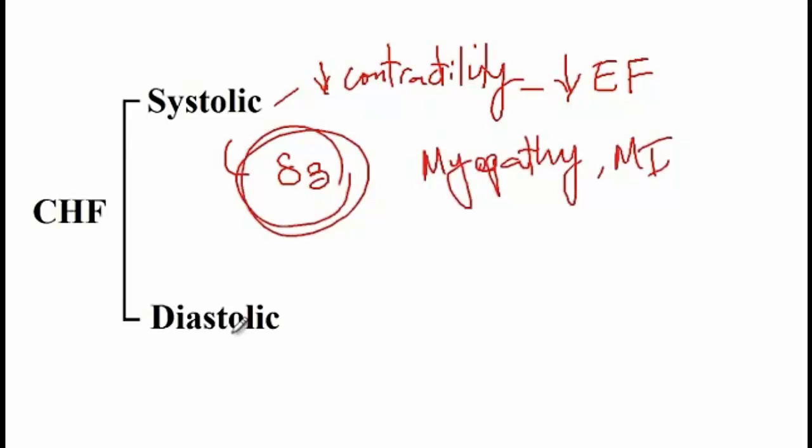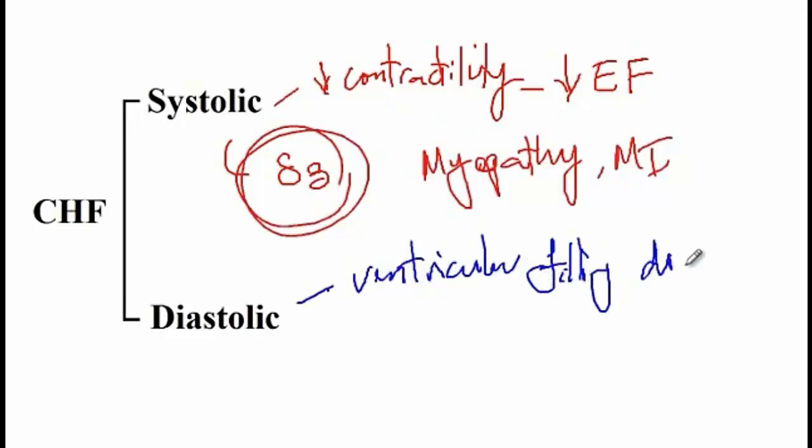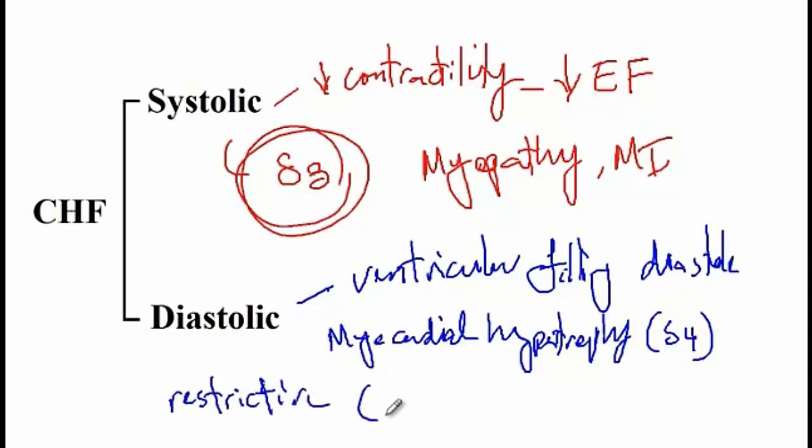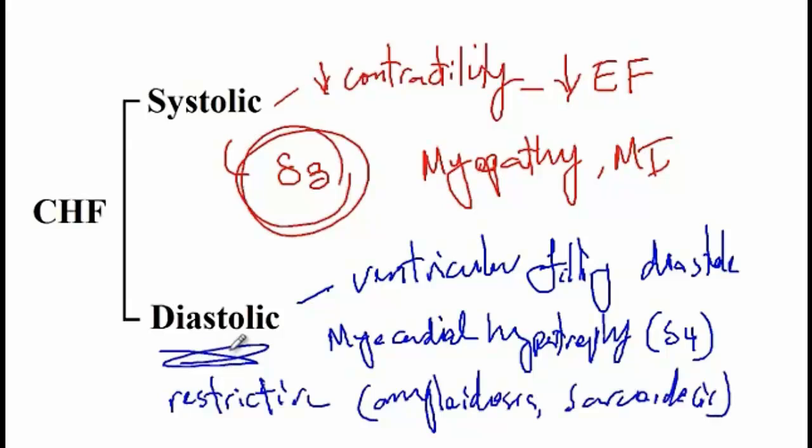In patients with diastolic congestive heart failure, on the other hand, there is problem with the ventricular filling during diastole. So for instance, in patients that have undergone myocardial hypertrophy, which presents with an S4 heart sounds, there's problem with filling the heart, and thus these patients will have low blood volume that is being pumped out. Other causes include the restrictive cardiomyopathy, like for instance amyloidosis or sarcoidosis, and these are the other examples that are causing diastolic congestive heart failure.